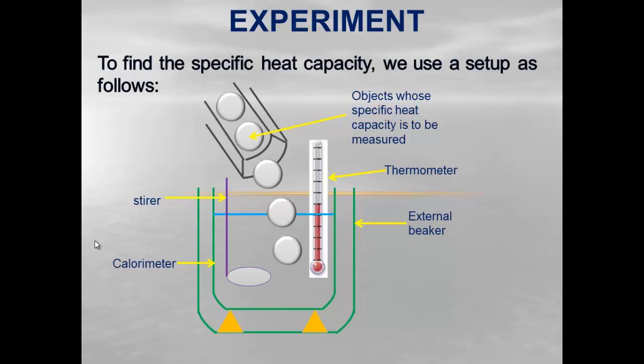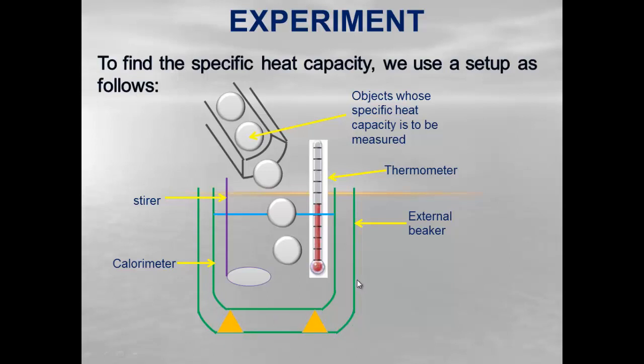The setup that I'll be using is like this. This is a small tube in which I introduce warm objects. This is a calorimeter, and this is an external beaker. The external beaker is used so that the calorimeter doesn't touch the table or any other surface, so there is minimum heat loss by conduction. You can also use wood or some heat insulator here.